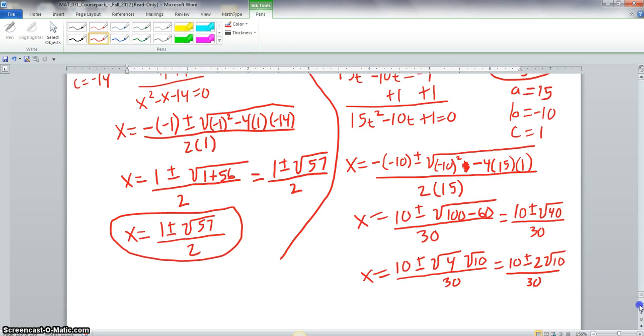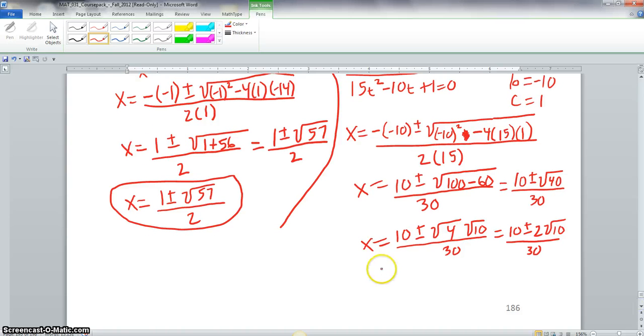Now we need to separate this fraction here. So we will have 10 over 30 plus or minus 2 square root 10 over 30. Now when we simplify this, 10 over 30 is 1/3 plus or minus 2, and 30 has 2 in common. So your numerator would be square root of 10 and your denominator would be 15. And this would be your final answer.